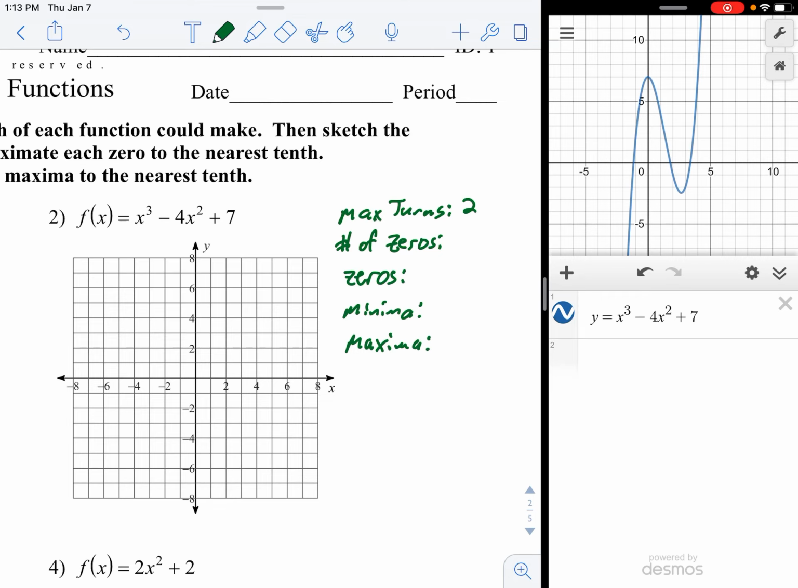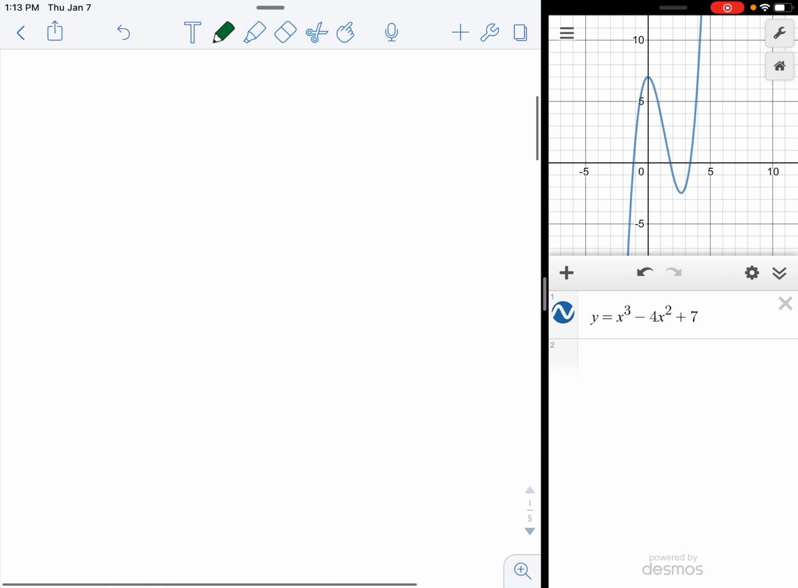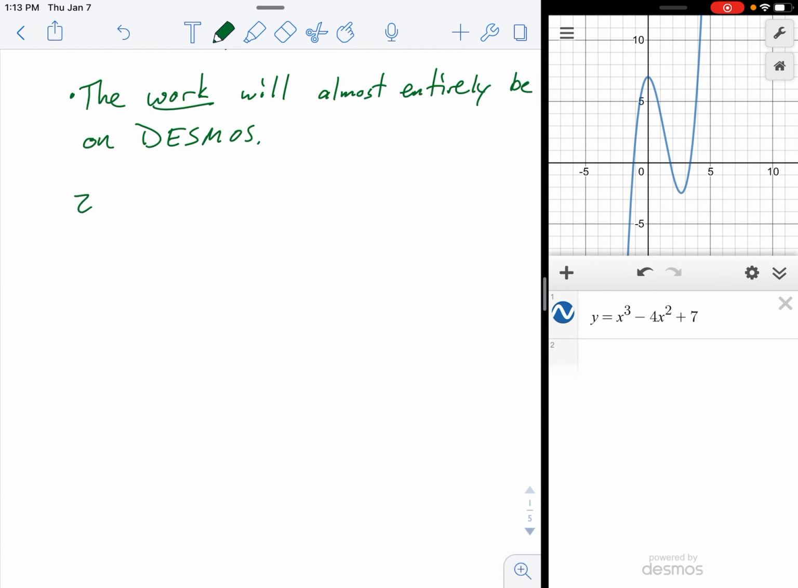Now, how many zeros does it have? Zeros are the same thing as x-intercepts. So let me actually write that up here. Zeros on this worksheet are going to be the same thing as x-intercepts.